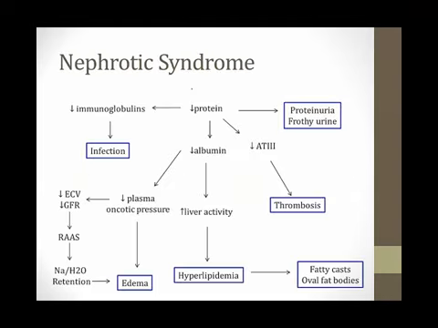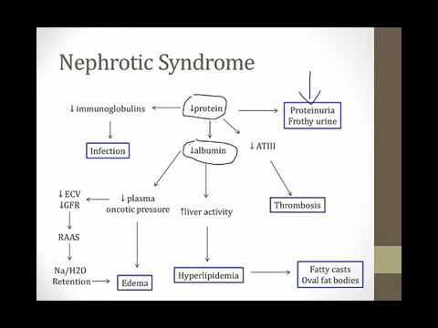Let's start by reviewing the pathophysiology of the nephrotic syndrome. The primary problem in the nephrotic syndrome is that protein is lost in the urine, and as a result there are low protein levels found throughout the body. The protein loss in the urine leads to proteinuria and frothy urine, which are characteristic findings. In addition, one of the major proteins which is lost is albumin.